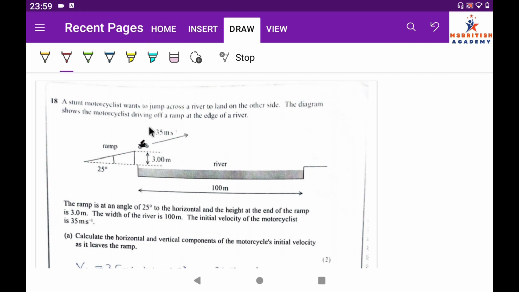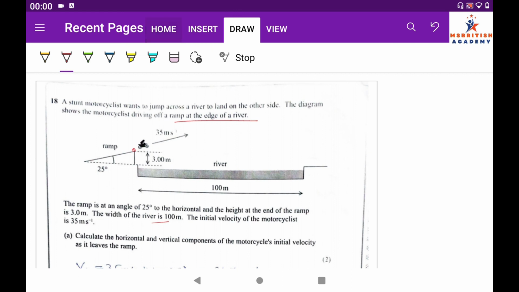The diagram shows the motorcyclist driving off the ramp at the edge of the river. The ramp is at an angle of 25° to the horizontal, the height of the end of the ramp is 3 meters, and the width of the river is 100 meters. The initial speed of the motorcyclist is 35.